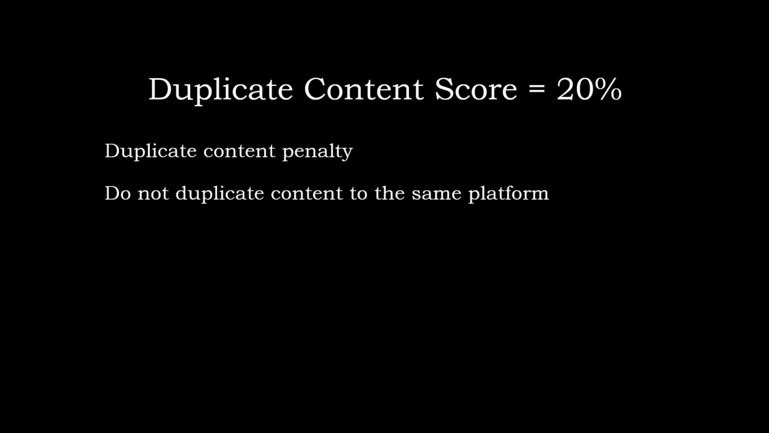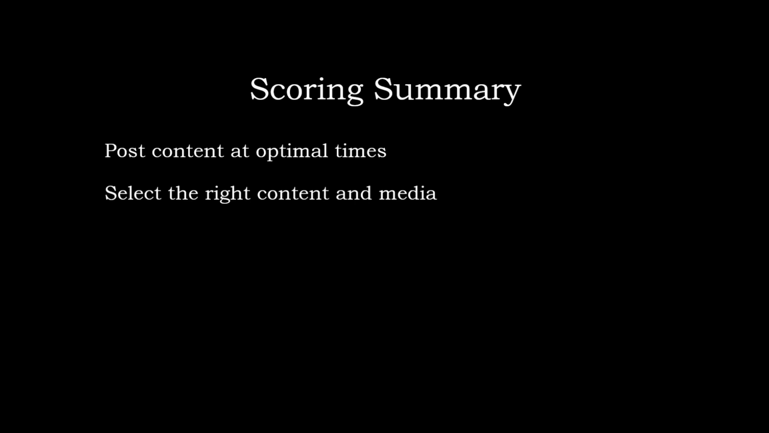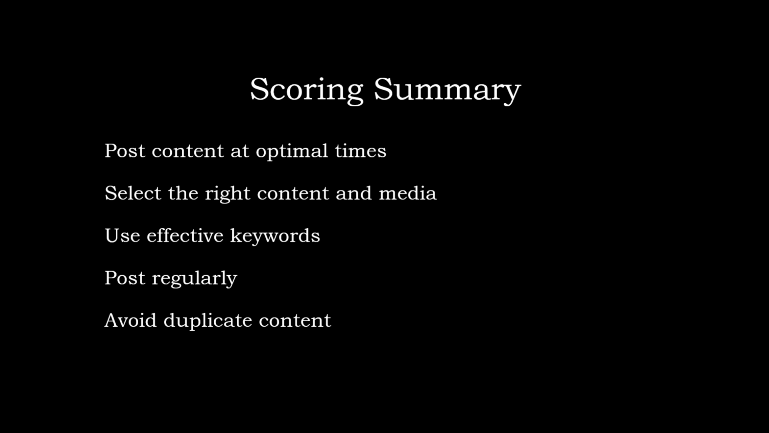Finally, there's a duplicate content penalty. This reduces your overall post score if you repeat the same content on the same platform. It's important to create unique content for each post to avoid this penalty. So, make sure you're scheduling posts at optimal times, selecting the right content and media, using effective keywords, posting regularly, and avoiding duplicate content. These factors all play a key role in earning higher scores for your posts.